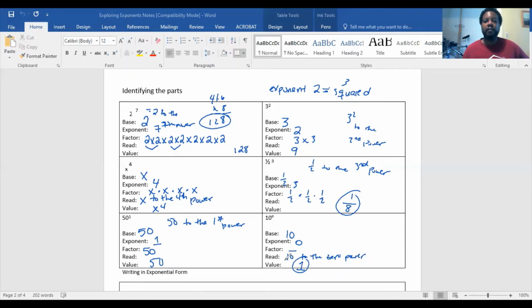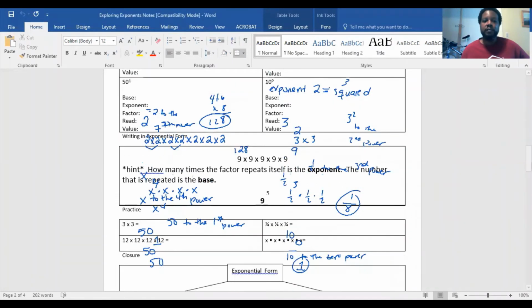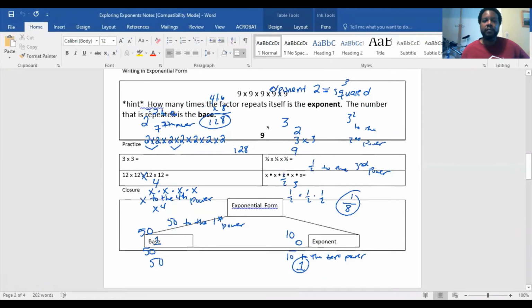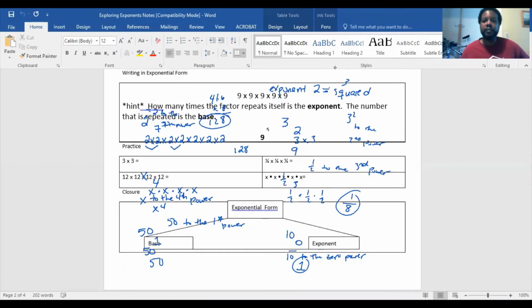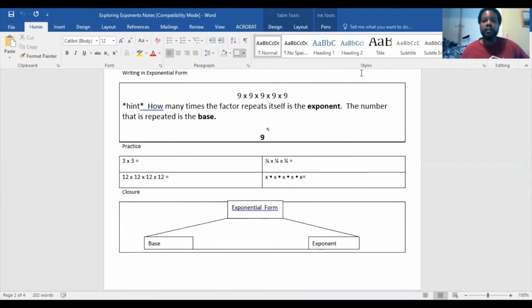Okay? So we have identified the parts of an exponent, the parts of exponential form. We're going to keep working here and move on to the next page in our notes. We'll take a look at this hint, and then we're going to do some of this practice. Let me just clear these drawings for us.